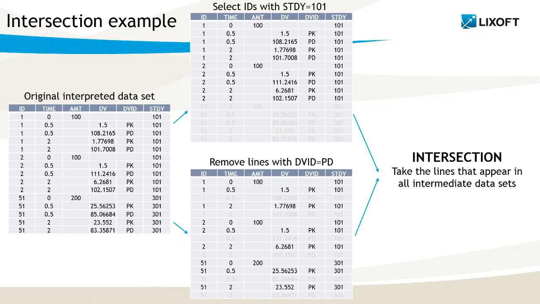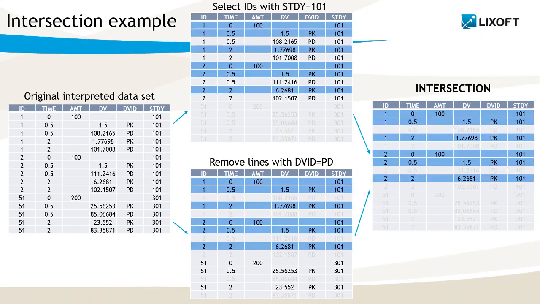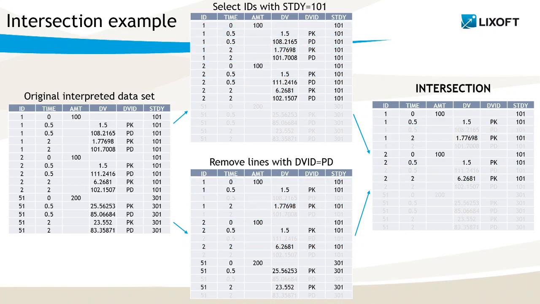Now let's see what happens if I combine these two filtered datasets using an intersection instead. In an intersection, I will take only the lines that appear in all intermediate datasets. This gives me this dataset where all lines are both in the first and in the second intermediate dataset. So if I want to work on the PK data of study 101 only, this is the data I need using an intersection.